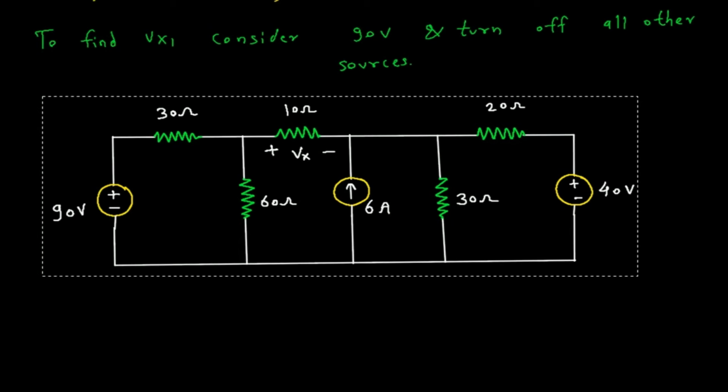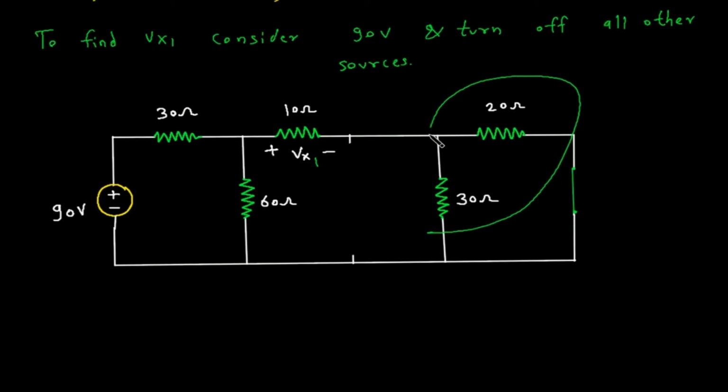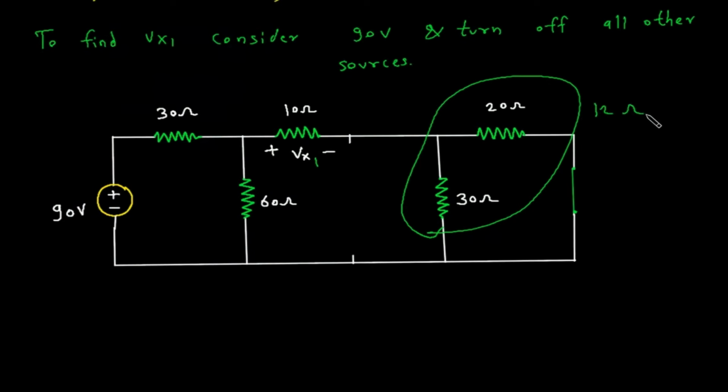Now when we turn off this current source, this will be open circuited, and this will be a voltage source, so this will be short circuited, and this will be Vx1. Now as we can see that this 30 ohm parallel with this 20 ohm, so this will be 30 into 20 by 30 plus 20. So it is 12 ohm.